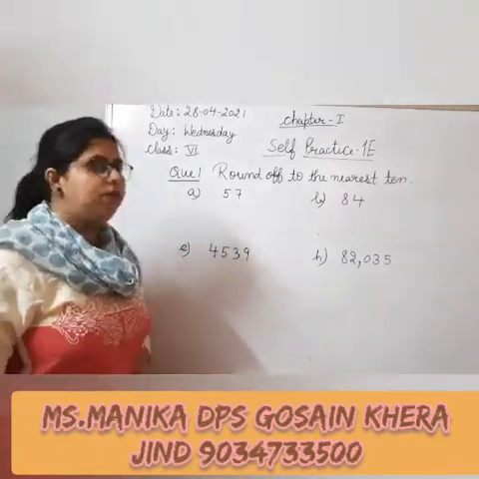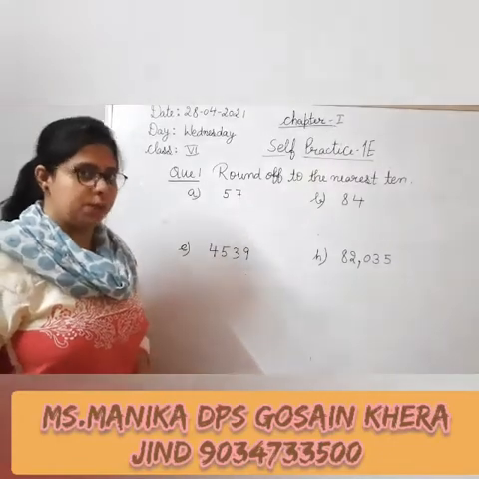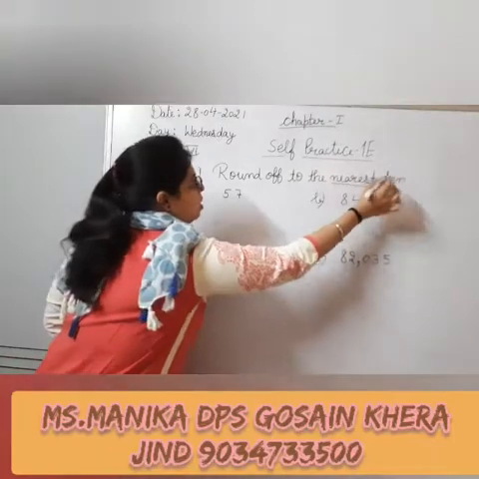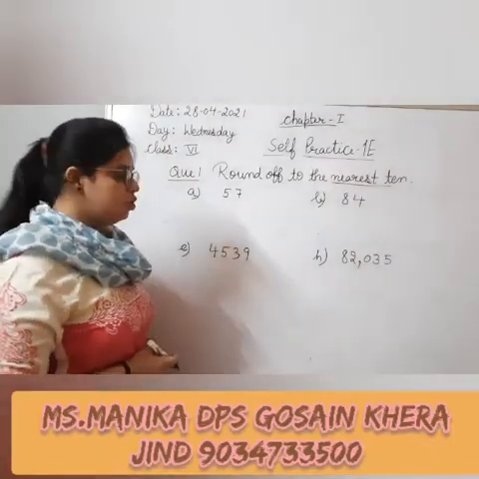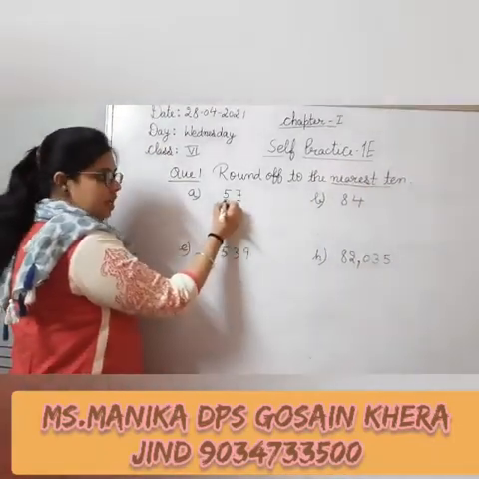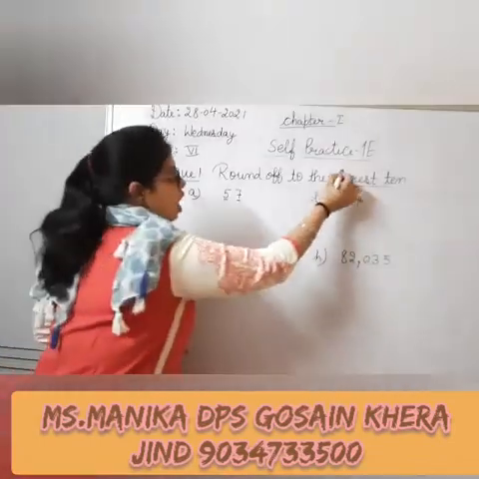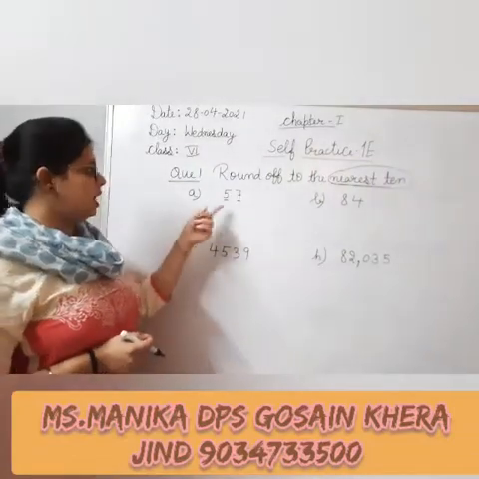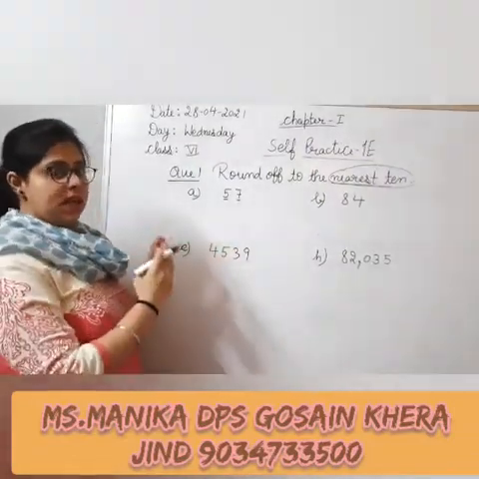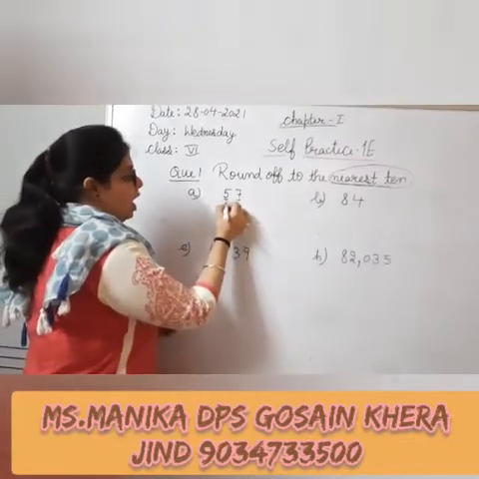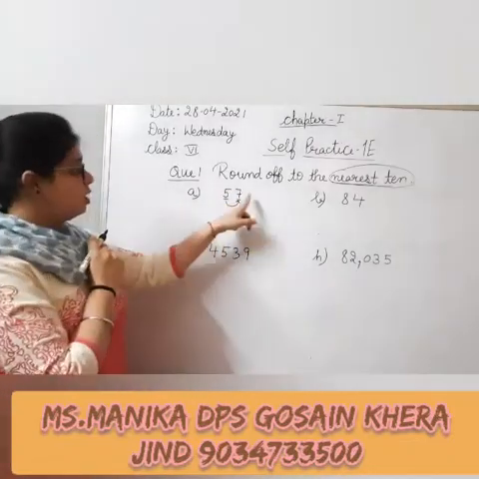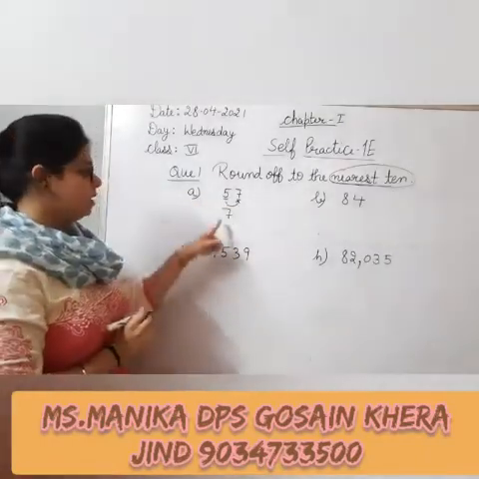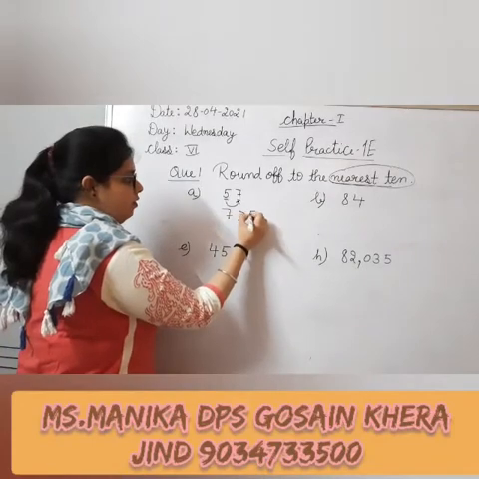So what is the rule of rounding off to the nearest 10? I explained in my previous video that when we have to round off a number to the nearest tens, we do not look at the digit at the tens place. We have to look at the digit at the ones place, to the right of that digit. That is here 7. 7 is at the ones place.